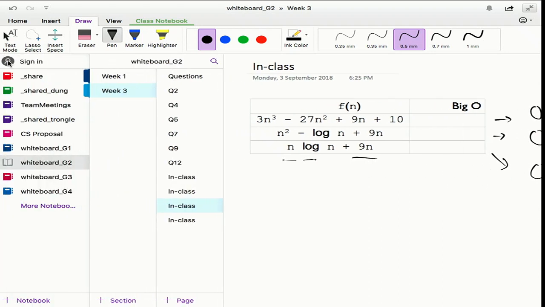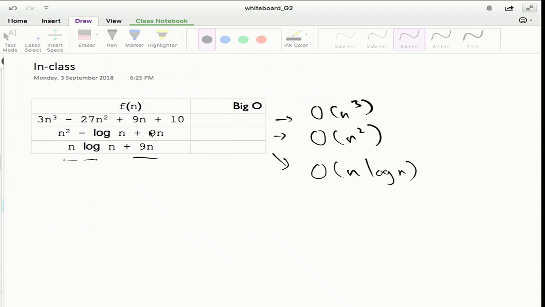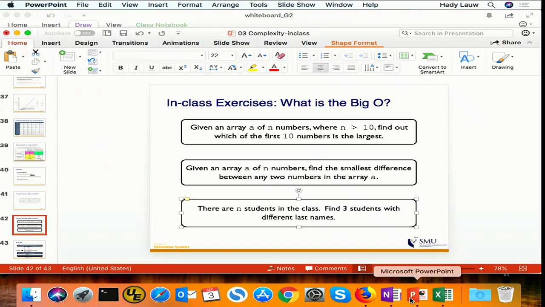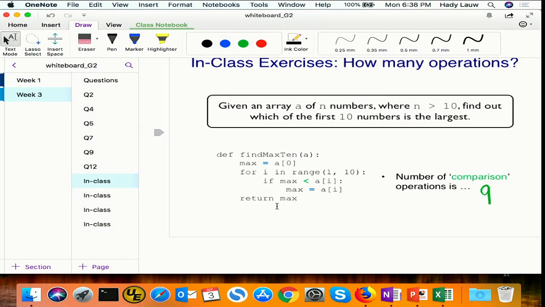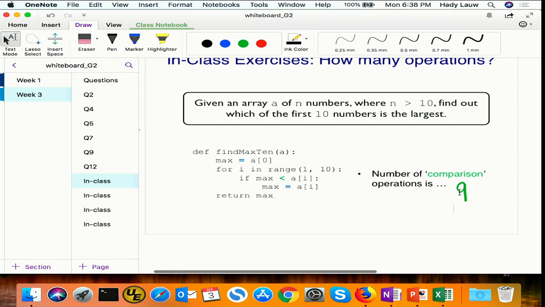Alright, so the next one, we are concerned with the complexity of some of the problems that we have seen earlier, right? So this is the same problem as what we are trying to count, which was the comparisons. Now earlier, we have done this part, and we say that the number of comparison operations is 9. So which means that this algorithm, what is the complexity?